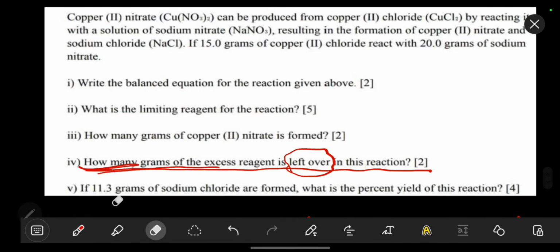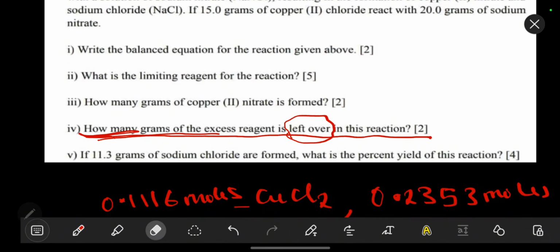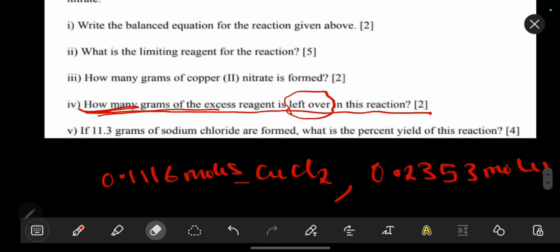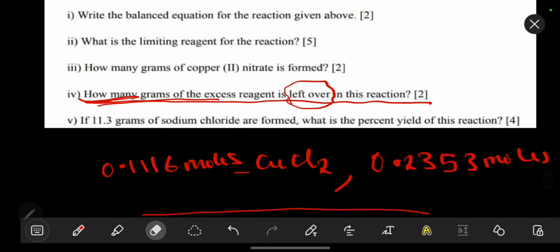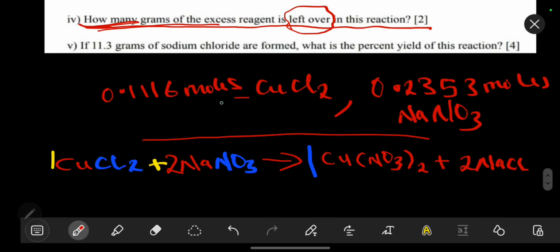So for our fourth one, it's asking how many grams of the excess reagent is left over in this reaction. To find out how much of it is left over, you are going to find out how much your limiting reagent can react with. So firstly, we have 0.1116 moles of copper 2 chloride. Then the amount that was used for sodium nitrate was NaNO3, like that. So now we need to know how much this can react with.